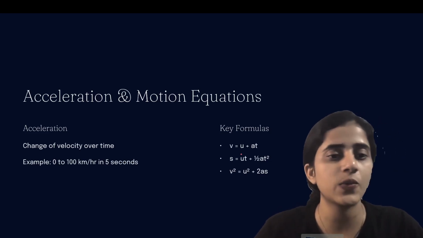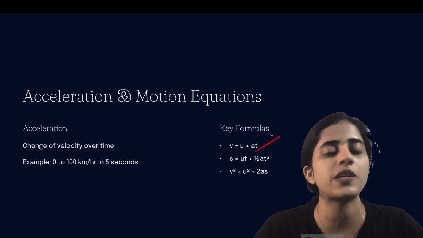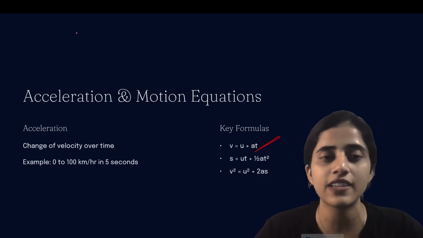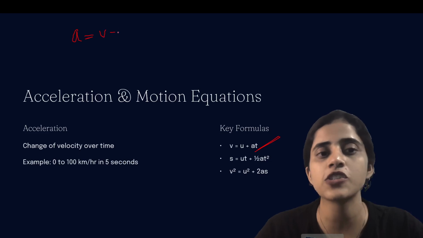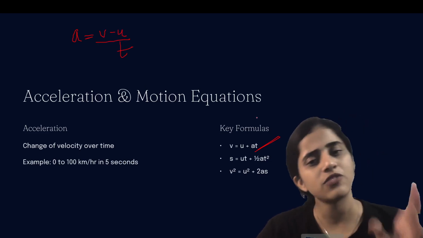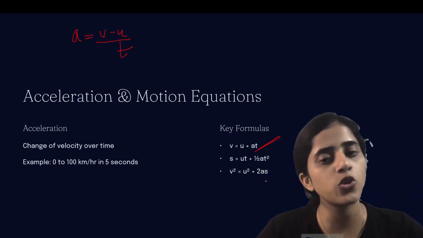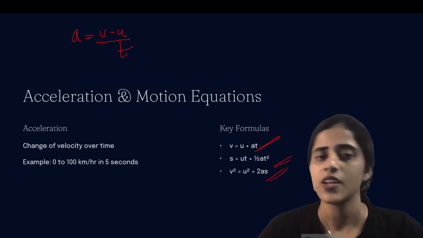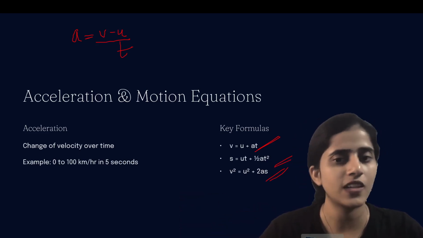And then these are the equations of motion. v is equal to u plus at, we just learned. How did I find that out? I know acceleration is change in velocity by time. From that I easily got it. And there are two more other equations of motion which you can derive easily.